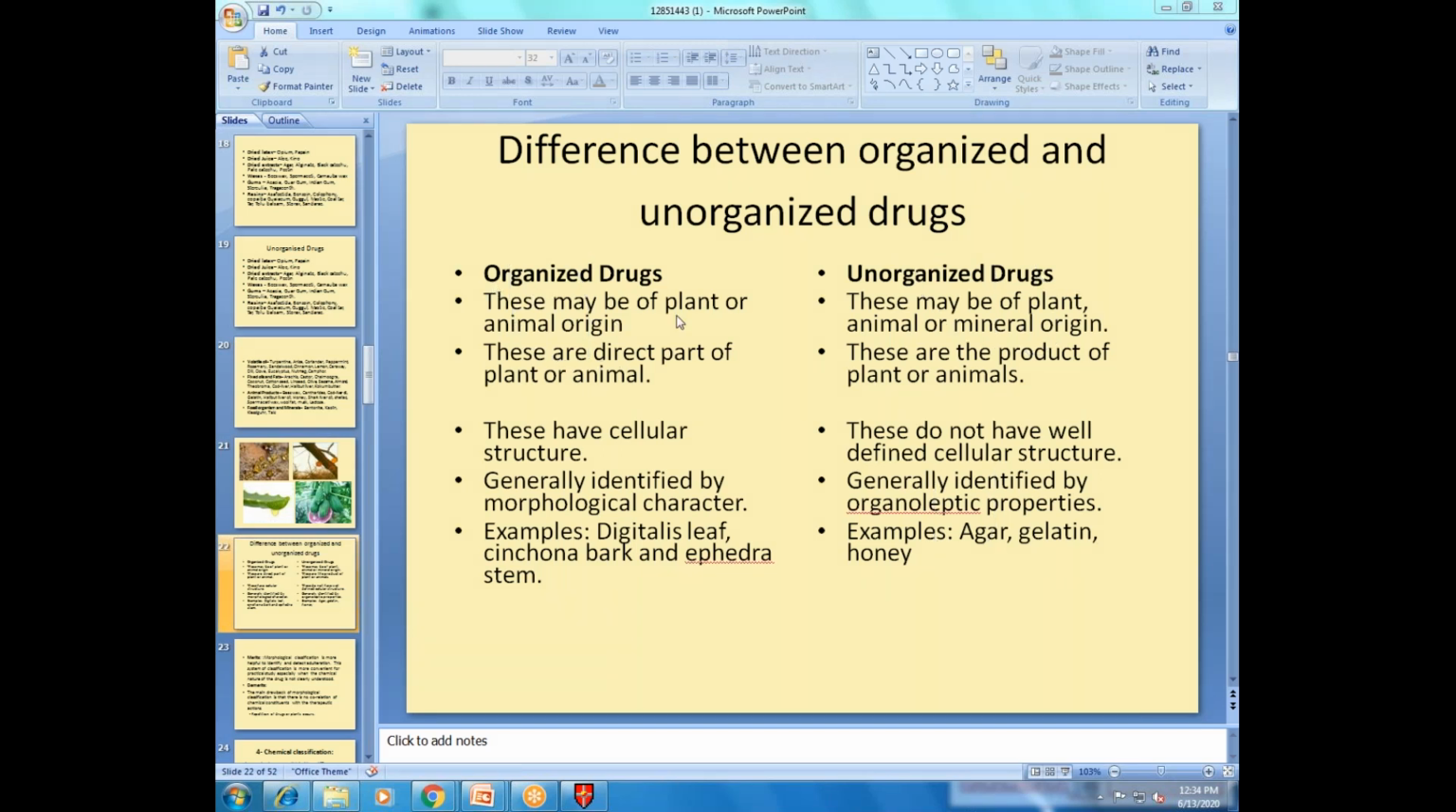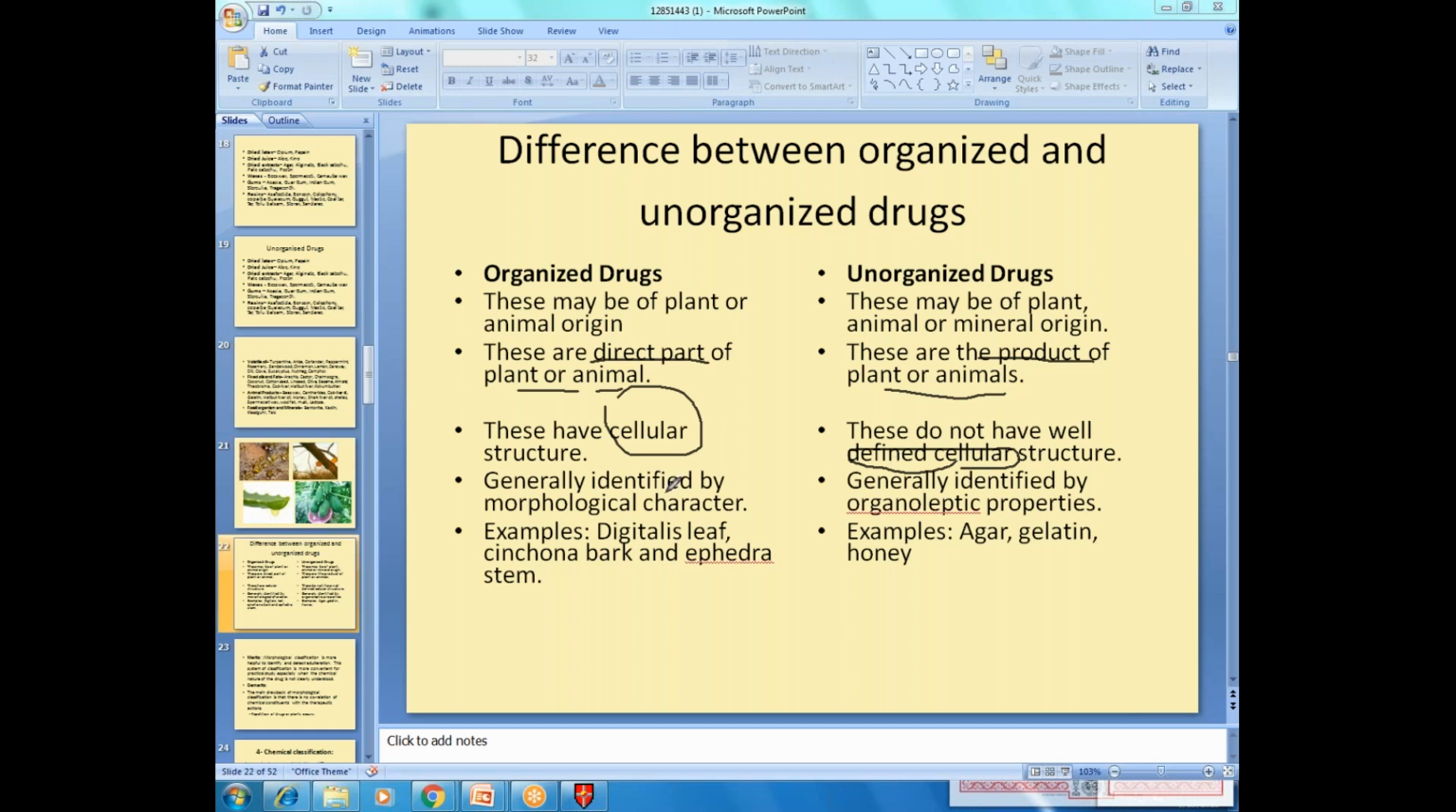See, this is organized. As I've explained, this is from a plant or animal origin. This is also from a plant, animal, or mineral origin. The major difference is that this is direct, a part of a plant or animal. These are the product of a plant. These are not part of a plant. First thing, unorganized drugs are not part of a plant; they are products of plants and animals. Second, organized drugs have a cellular structure. They do not have a definite cellular structure.